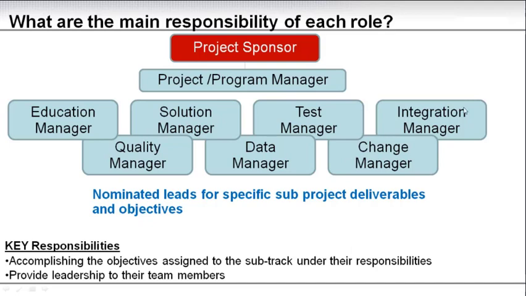But it can also be that the integration manager, technical manager, solution manager, and quality manager is one person. It really depends how complex your project is. But the main responsibilities that should be known and clear at this level of roles is that they are responsible for accomplishing the objectives assigned to their subtrack under their responsibility and leadership. And they need to provide leadership to their team.